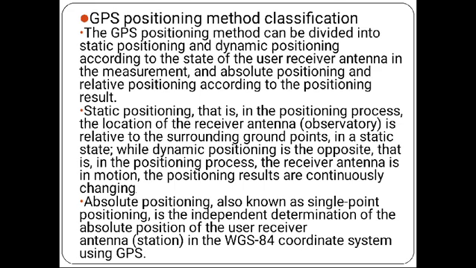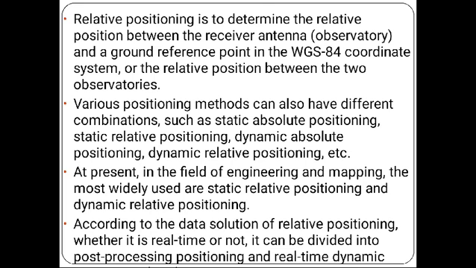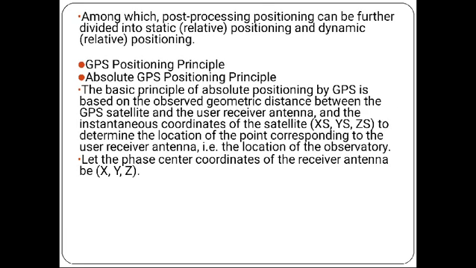Absolute positioning, also known as single point positioning, is the independent determination of the absolute position of the user receiver antenna in the WGS 84 coordinate system. Relative positioning determines the position between the receiver antenna and a ground reference in the WGS 84 coordinate system, or a relative position between two observers. Various positioning methods have different combinations, such as static absolute positioning, static relative positioning, dynamic absolute positioning, dynamic relative positioning, etc. At present, in the field of engineering and mapping, the most widely used are static relative positioning and dynamic relative positioning. According to the data solution of relative positioning, whether it is real time or not, it is divided into post processing positioning and real time dynamic positioning, among which post processing positioning is further divided into static and dynamic.